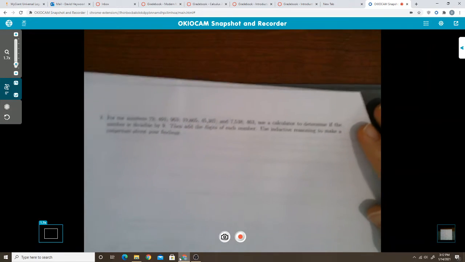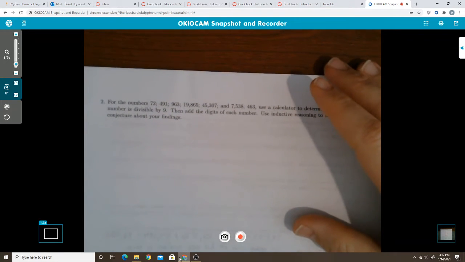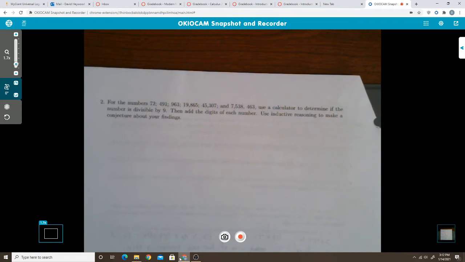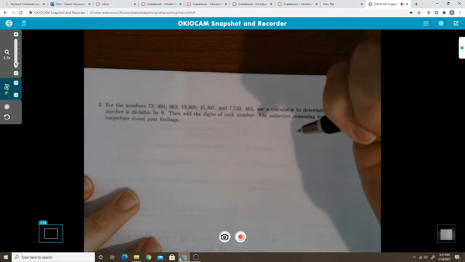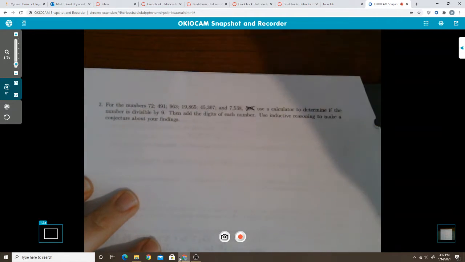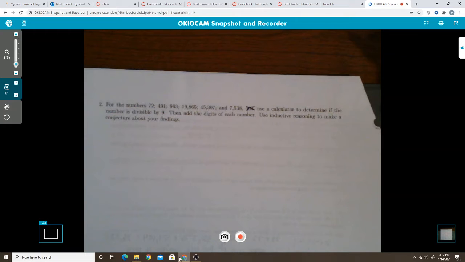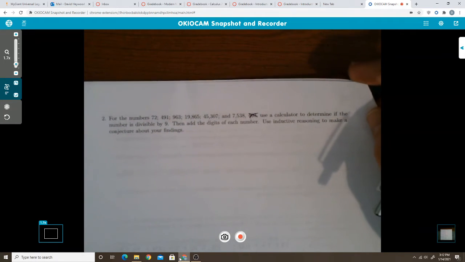Okay, let's practice with induction a little bit more. So this one says, for the numbers 72, 491, 963, 19,865, 45,307, and 7,538, use a calculator to determine if the number is divisible by 9. Then add the digits of each number. Use inductive reasoning to make a conjecture about your findings. Okay.